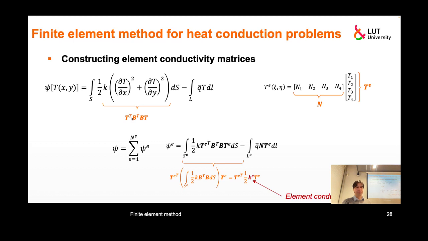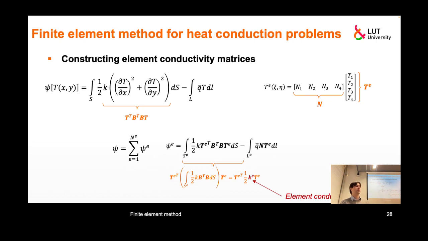Okay, so I will present it a little bit differently. This first term in our element contribution to the functional, I can factor out this transpose vector of nodal temperatures to the left and this vector of nodal temperatures to the right. And what's left inside is something that I can calculate. It depends on the matrix of gradients, which I know, gradients of shape functions, and conductivity. This is a property of my medium.